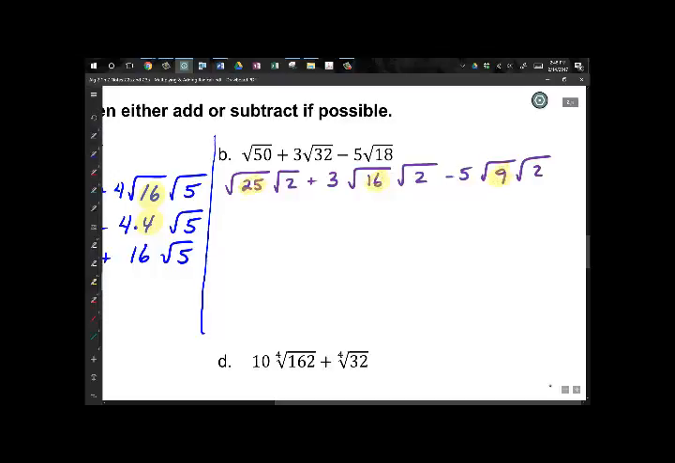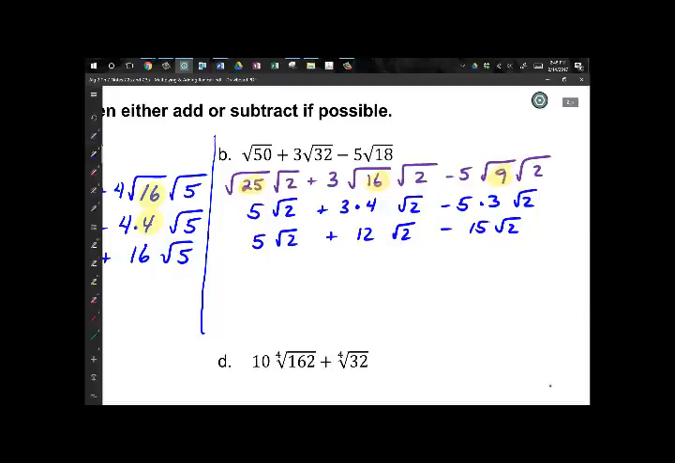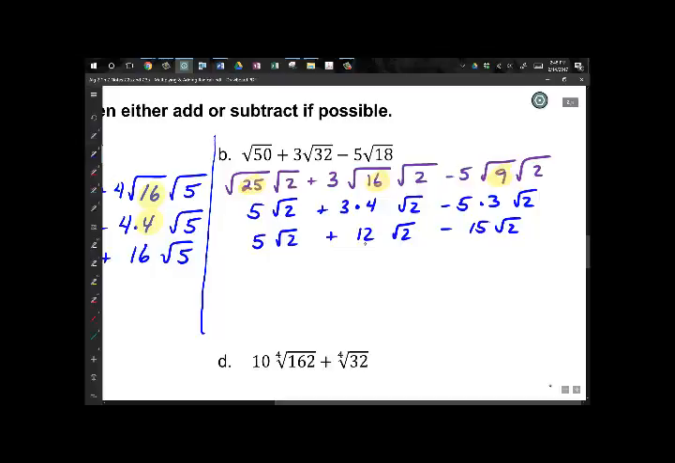That seems to work out nice, so let's make our square roots now. 5 root 2 plus 3 times 4 root 2 minus 5 times 3 root 2. Notice I'm not skipping steps, I'm just showing all my work. So 12 root 2 and 15 root 2. Remember to show your work. It's really going to save you for detail. And these problems involve a lot of detail. 5 plus 12 is 17. 17 minus 15 is 2 root 2.